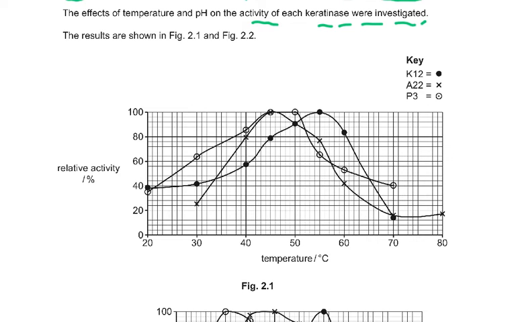So we have K12, which is, let me give it another color. This is K12. Please understand how we do these questions. Then this is A22. A22 is this. And then we have P3. So P3 is this one.